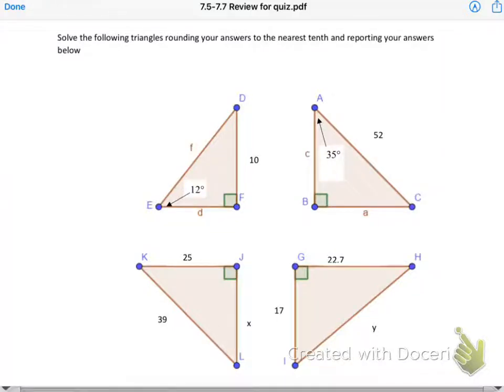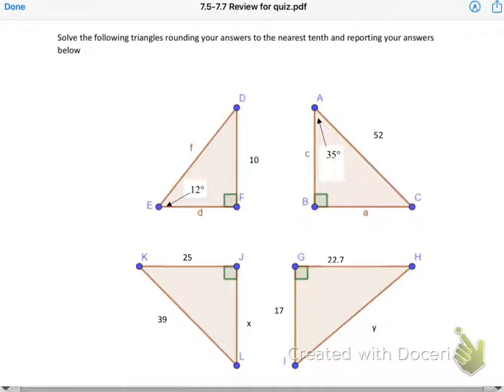Okay, in this video we're going to go over the review for 7.5 to 7.7. So you have your answers at the bottom of your review. I'm just going to show you the work for it here, so that in case you were stuck on any of the answers, you can just follow along and hopefully clear things up for yourself.